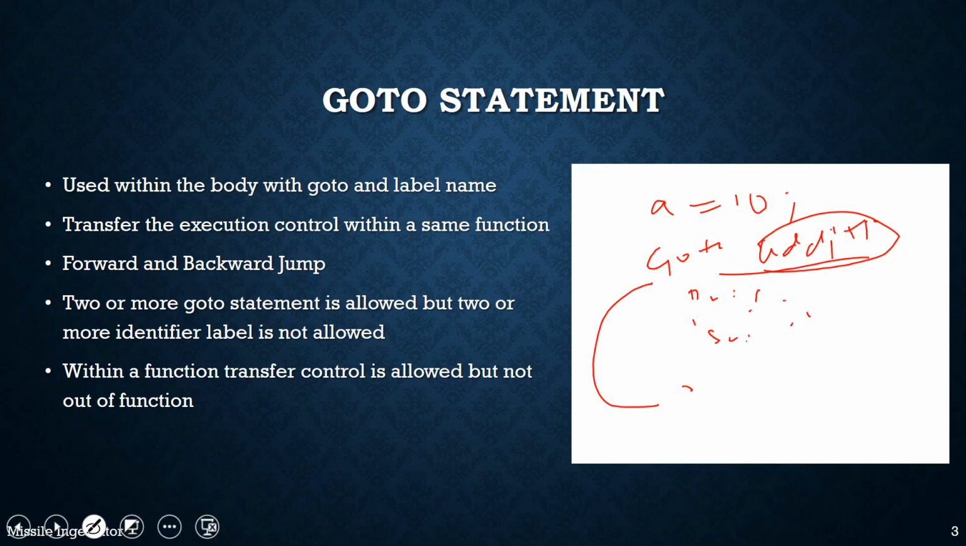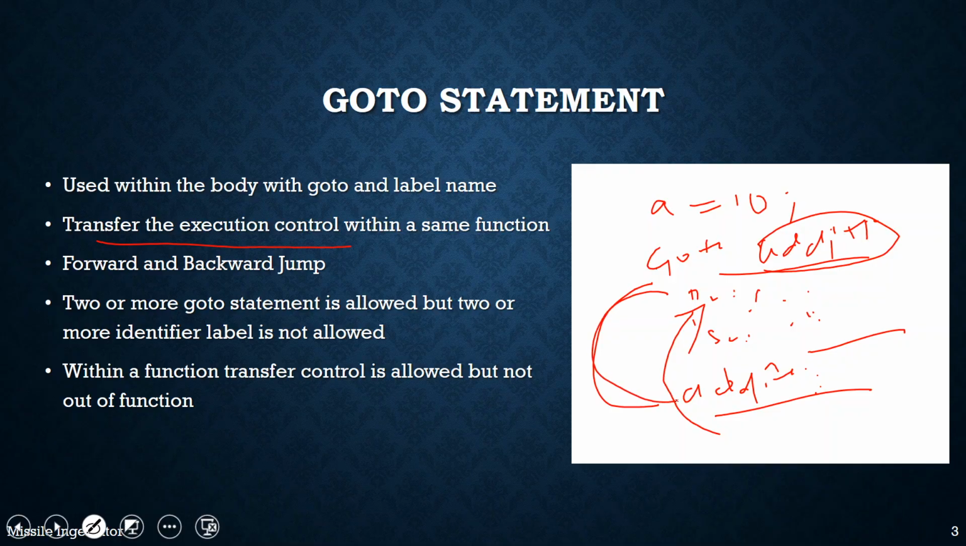Somewhere it finds the label name addition, and inside that label, whatever the conditions given, it will execute. Once that is done, it comes back to the normal execution flow, does the remaining functionality, and then the program terminates. So this is how a goto statement works. It is nothing but transferring the execution control from one point of the execution flow to another, and then coming back to the path where normal execution happens.